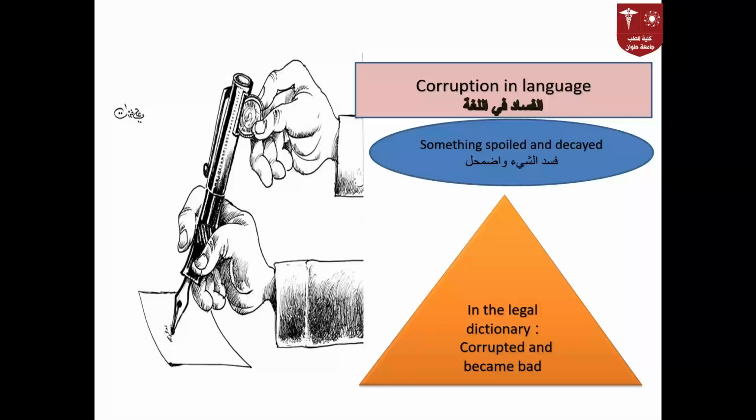The corruption in language is something spoiled and decayed. That's meaning something rotten. The corruption in the legal dictionary means corrupted and became bad, meaning spoiled, or something spoiled.